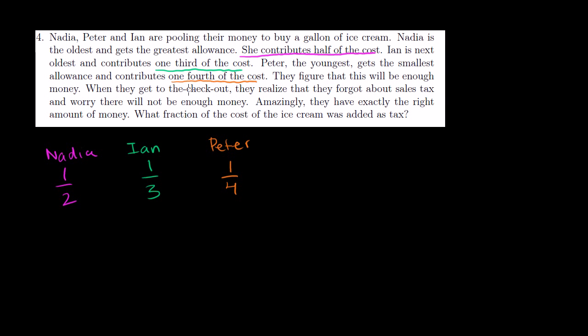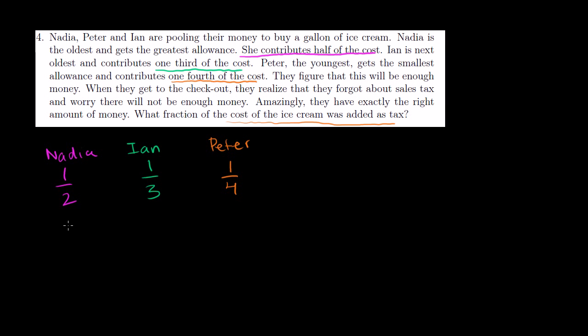They figure that this will be enough money. When they get to the checkout, they realize that they forgot about sales tax and worry there will not be enough money. Amazingly, they have exactly the right amount of money. What fraction of the cost of ice cream was added as tax? Well, let's see. If we add 1/2 plus 1/3 plus 1/4 of the cost, let's see what we get. So we have to find a common denominator, some number that is the least common multiple of 2, 3, and 4. And it would have to be 12, right? 12 is divisible by 2, it's divisible by 3, and it's divisible by 4.